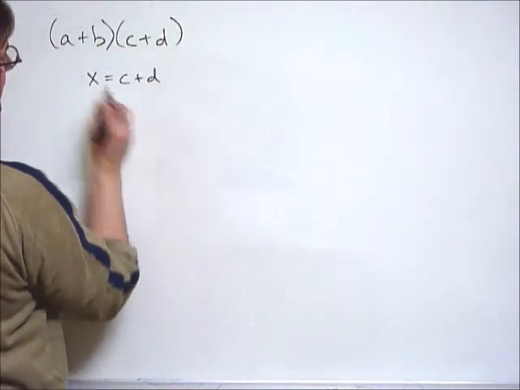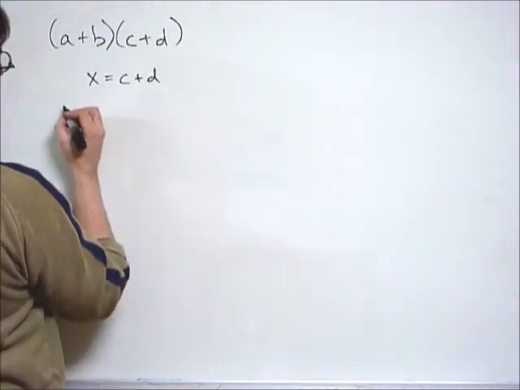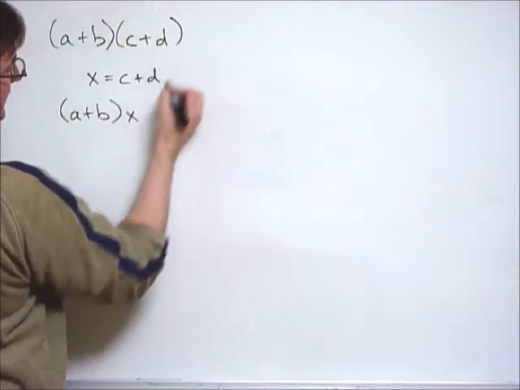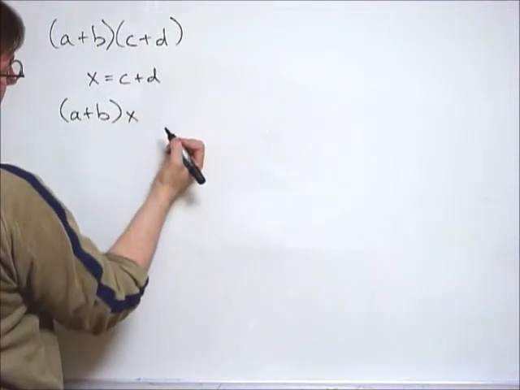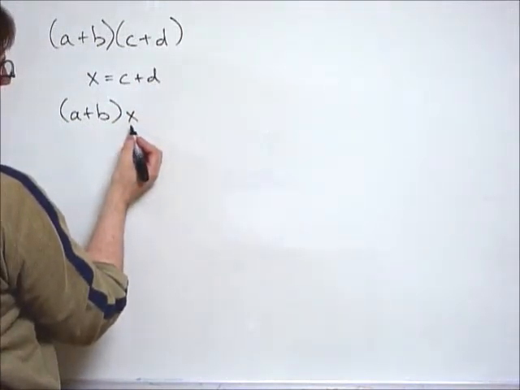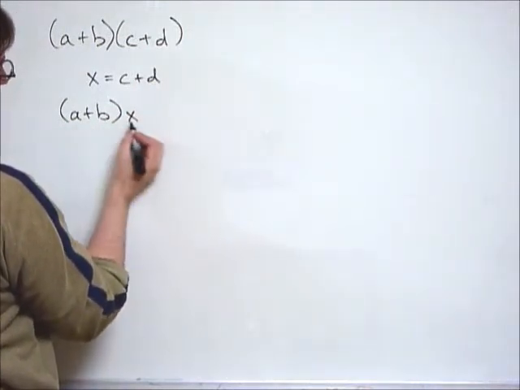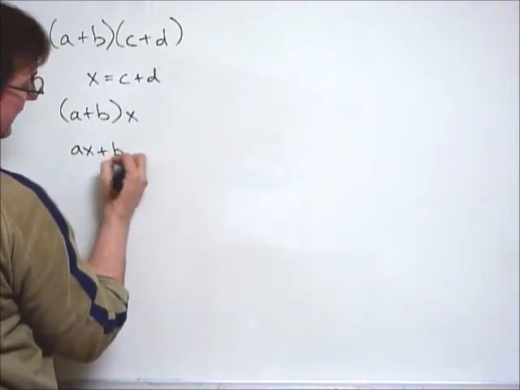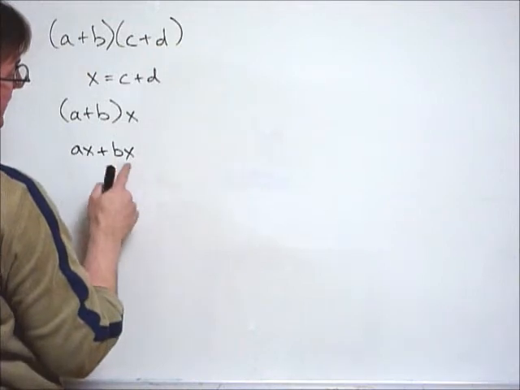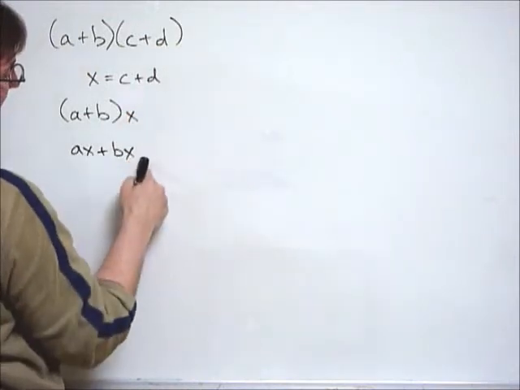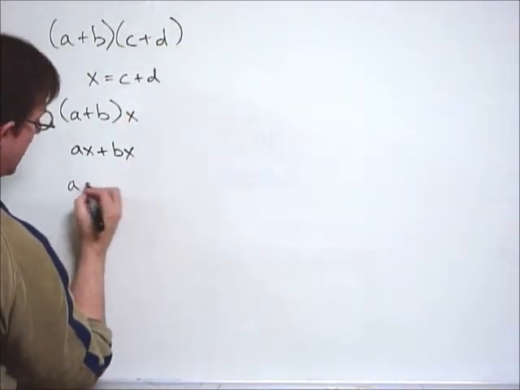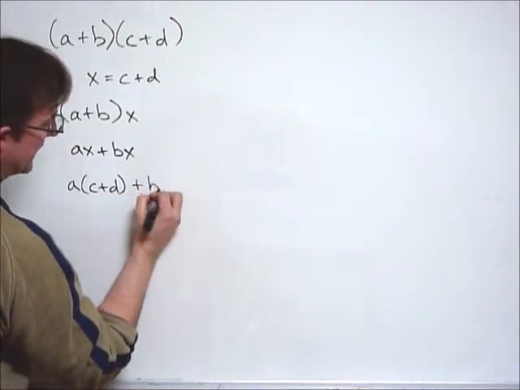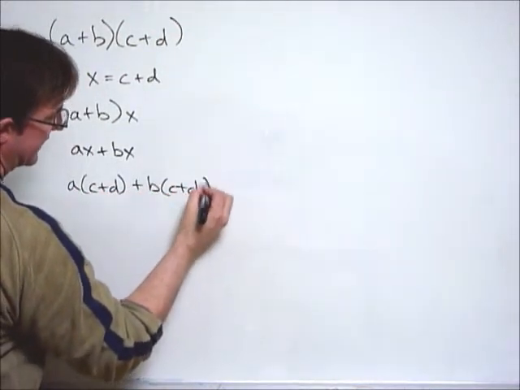Well, if that's true, then I can replace the original expression with (A + B) times X, just substituting in X for C + D. That we know how to do. That is very familiar: X times A plus X times B, or AX + BX, if we want to do it that way. Then we go back to this and put this back in. So we get A(C + D) + B(C + D). And again, we know how to do this.